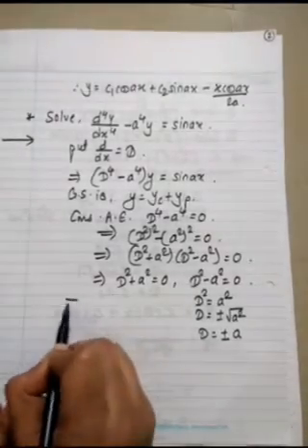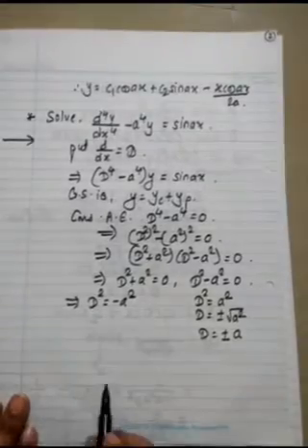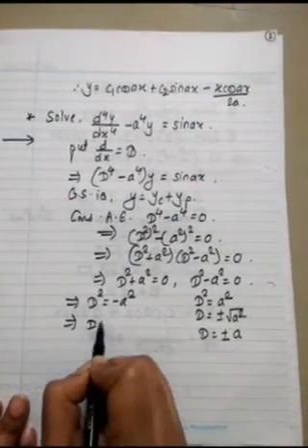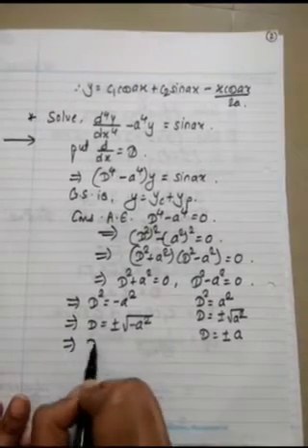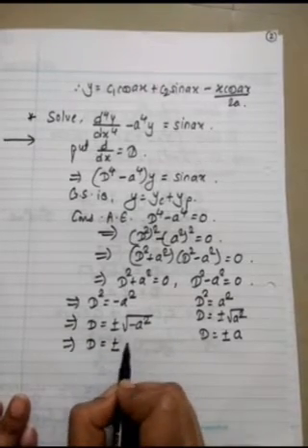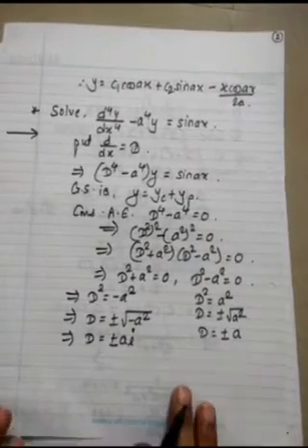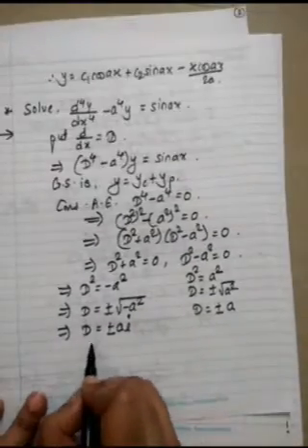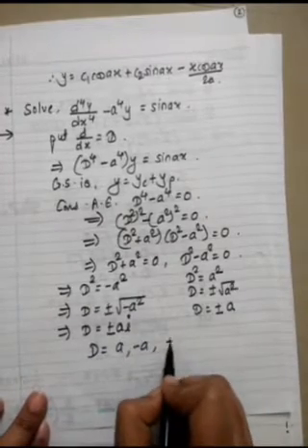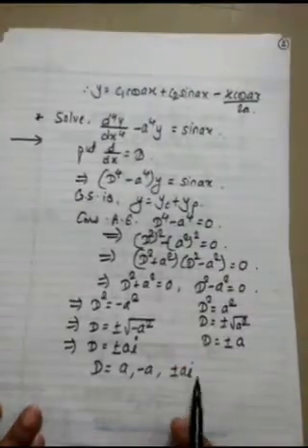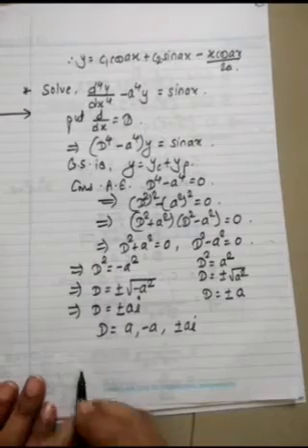Now solving this side, d square is equal to minus a square. Taking square root on both sides, d is plus minus square root of minus a square. Square root of a square is a, and square root of minus 1 is i. So you get plus minus a and plus minus ai. Wherever there is i, we write plus minus, so no need to separate it.